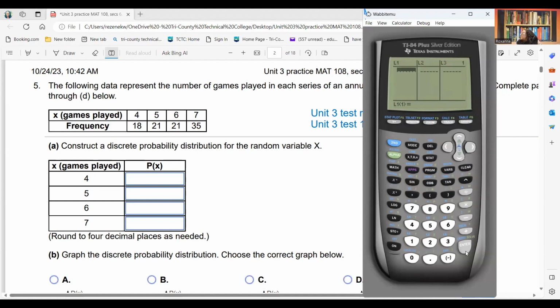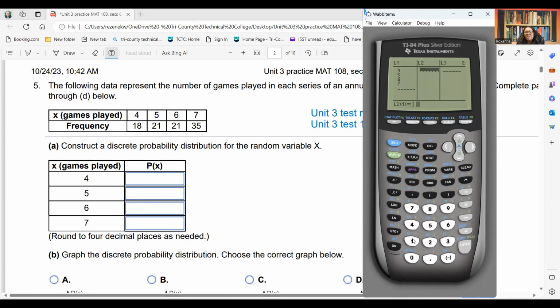So the best approach to this kind of question is go to stats, put your random variable in L1 and put your frequency in L2. So it's like you are doing a group data. This time I'm going to put in the random variable 4, enter, 5, enter, 6, enter, and 7, enter. There are 4 of them. And then I'm going to put the frequency in L2.